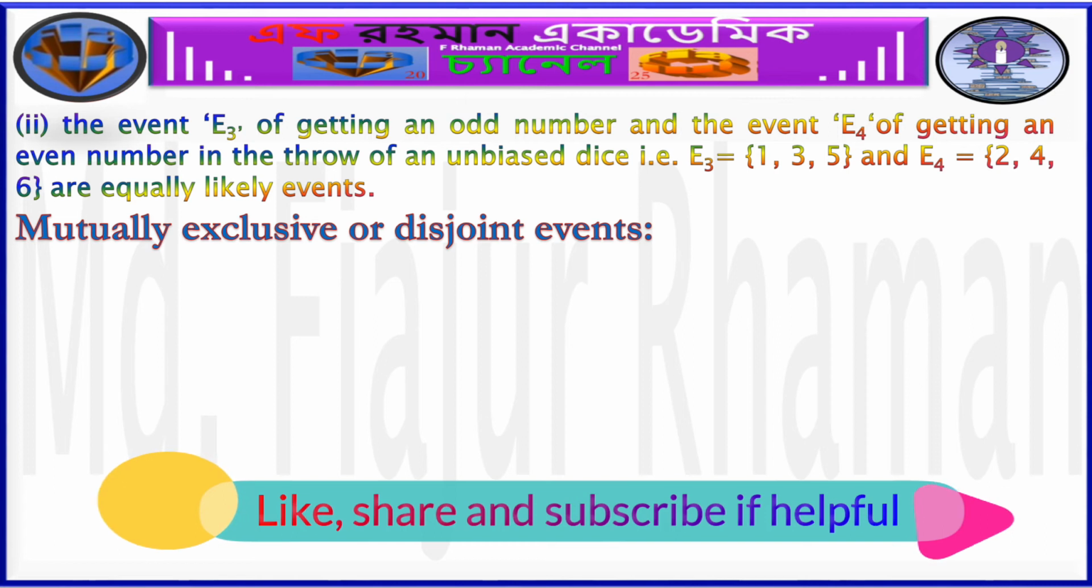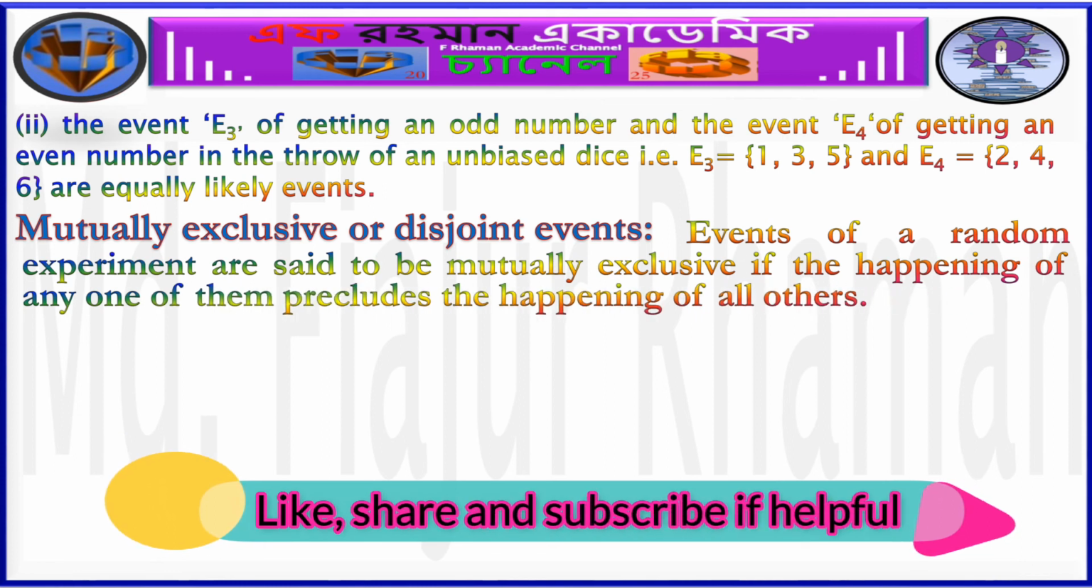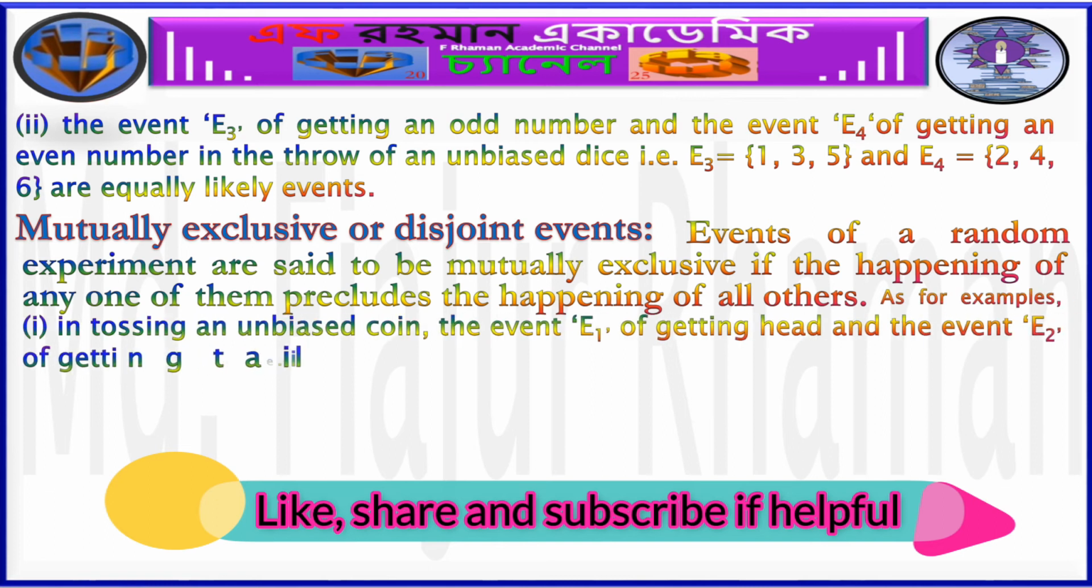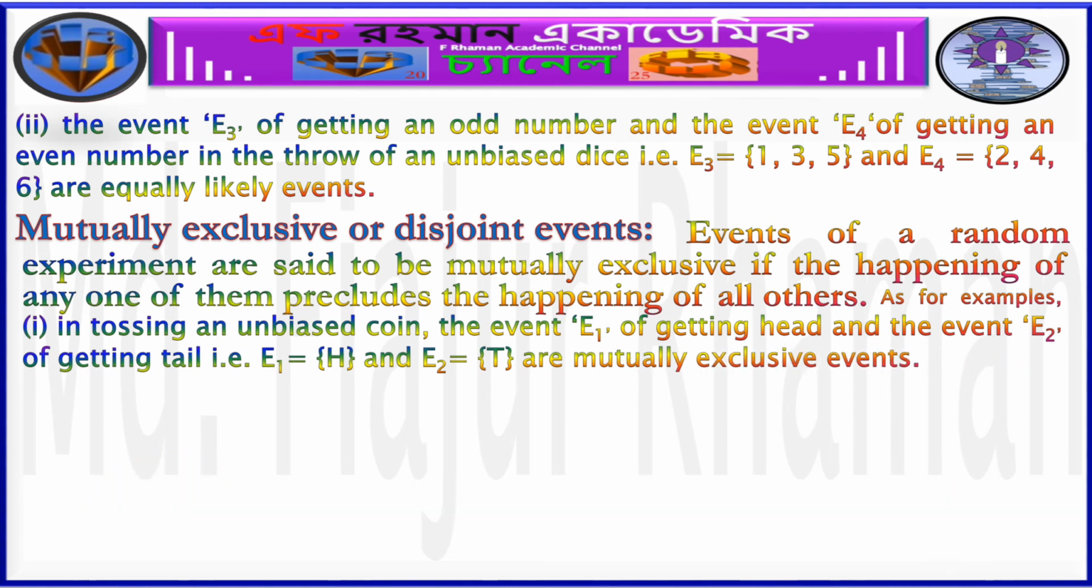Mutually exclusive or disjoint events. Events of a random experiment are said to be mutually exclusive if the happening of any one of them precludes the happening of all others. As for examples, number one, in tossing an unbiased coin, the event E1 of getting head and the event E2 of getting tail, that is E1 = {H} and E2 = {T}, are mutually exclusive events.